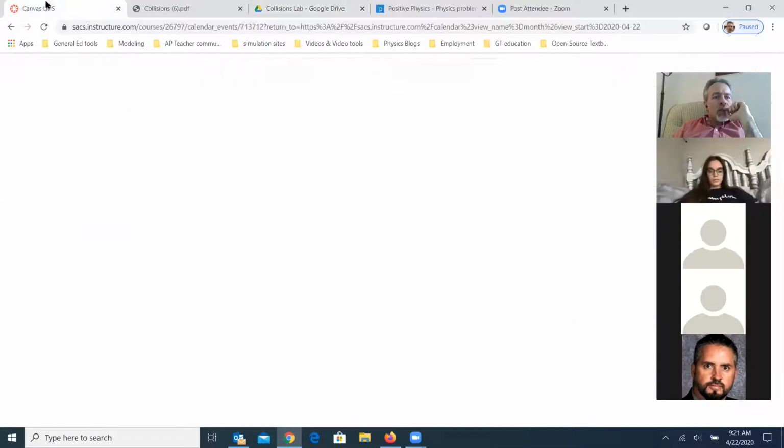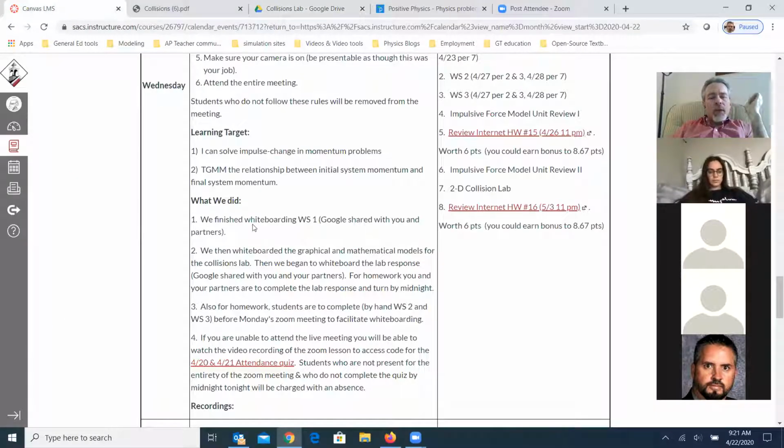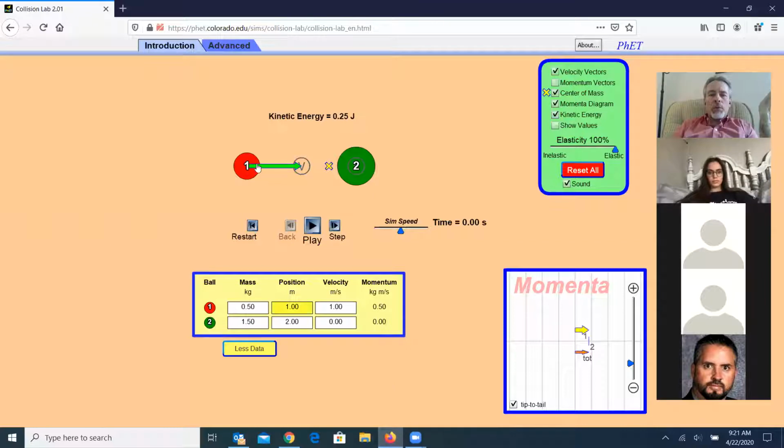Okay, today, I have on here that we're going to whiteboard worksheet 1. I was looking at those last 3 questions, or question number 9, and it said something about elastic. So before we whiteboard those, I think it might make more sense to do the lab, and that way we could talk about what it means for an elastic collision or inelastic collision. So what I would like to do is whiteboard your graphical mathematical models for the lab, and I just want to remind you what the lab was.